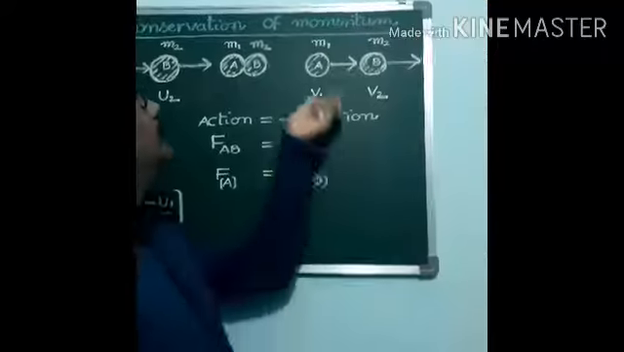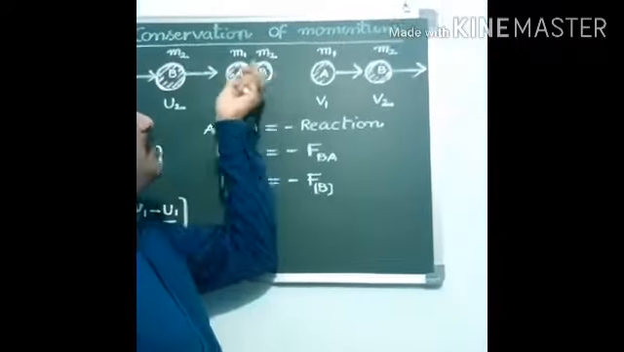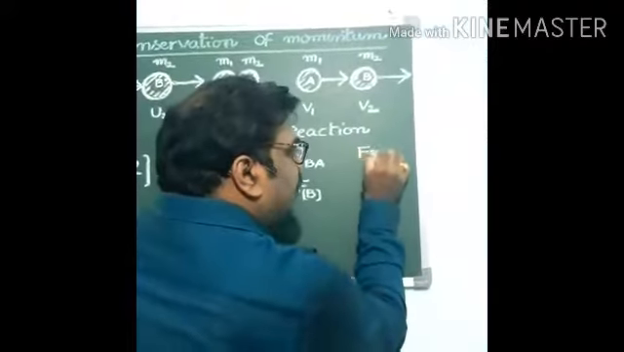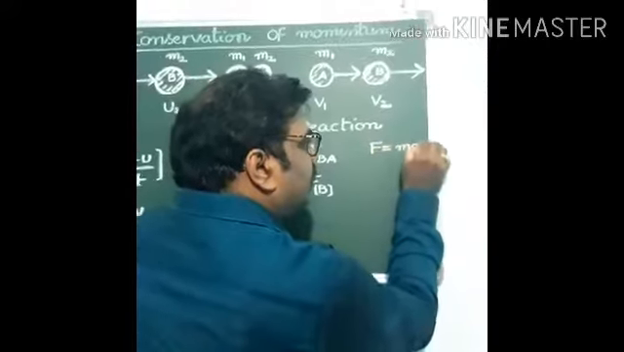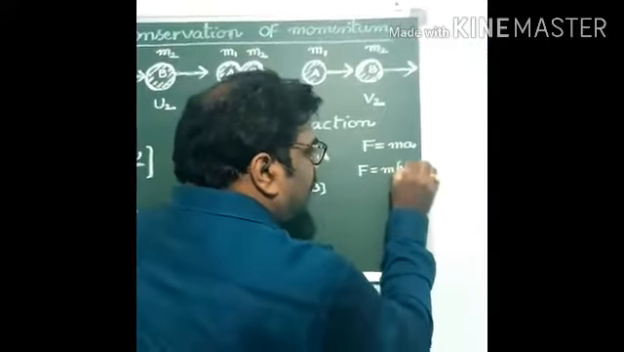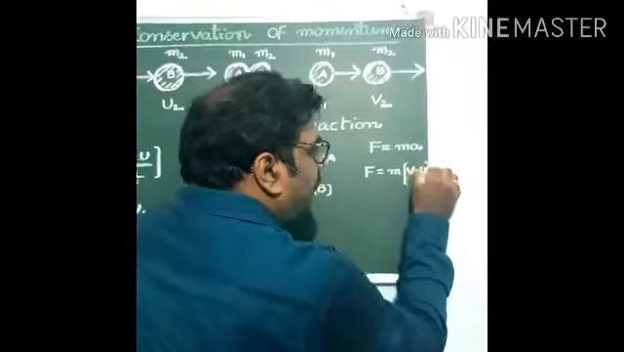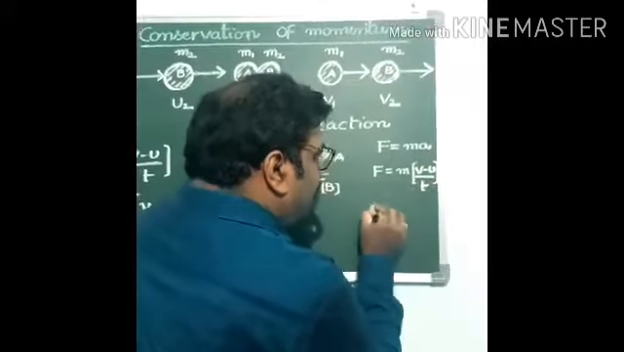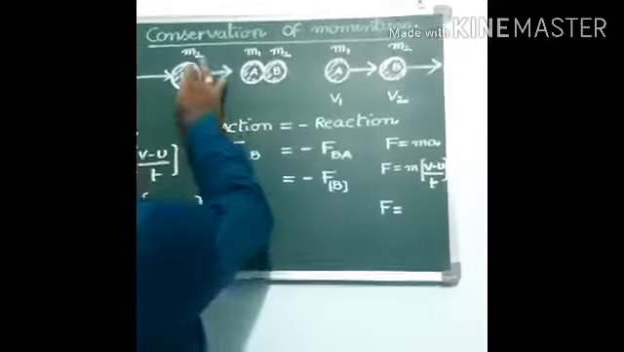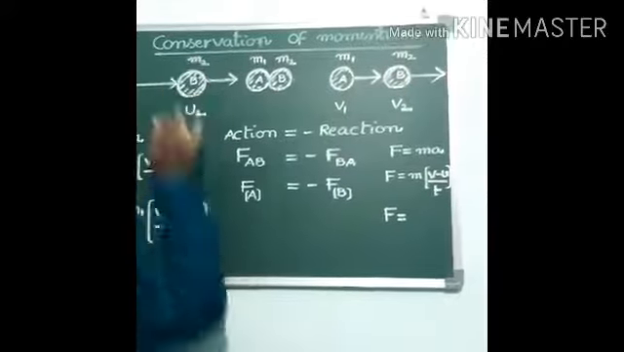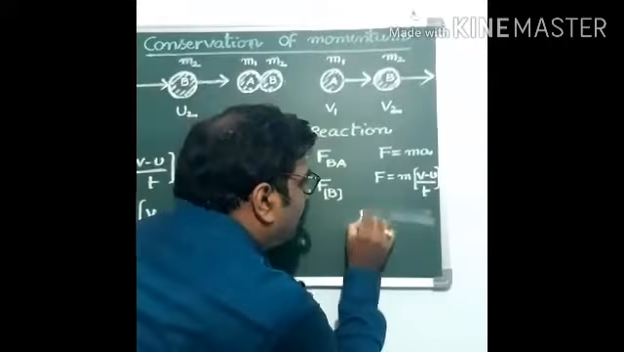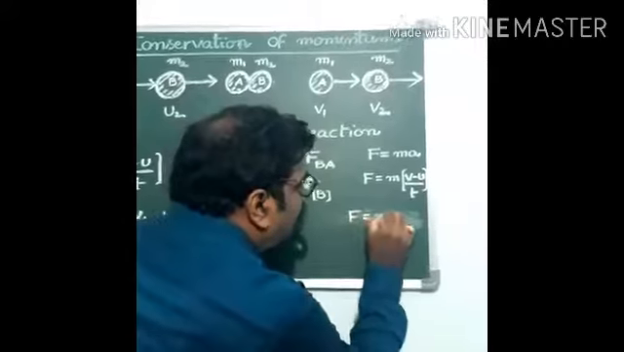Now I am going to apply the force exerted by spherical ball B on A. Generally, before calculating the force, the formula is F equal to ma, and the acceleration formula is (v minus u) by t. Apply for spherical object B, whose mass is m2. Writing here, B mass is m2.